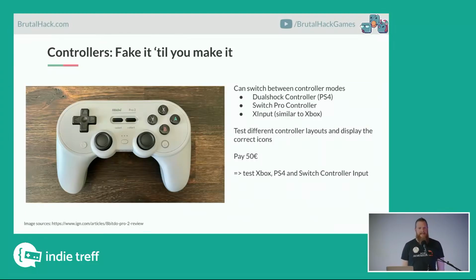This thing is probably my favorite piece of hardware. This is a controller by 8BitDo. It's called the Pro 2. And this has a neat little feature that when you power it on, you have to tell it to power on in PlayStation mode, Switch mode, or Xbox mode. So this actually emulates 3 different controllers for the price of one. It's always next to my desk when I'm developing anything. And so yeah, just pay $50, test 3 different controllers.